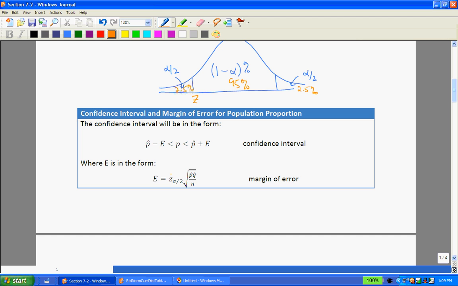Well, what's E? E is calculated by taking z alpha over 2, which we just talked about above, and multiplying that by the square root of p hat q hat over n. And just like before, q hat is equal to 1 minus p hat. And that's called the margin of error.